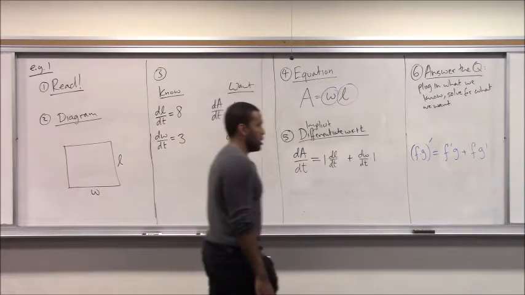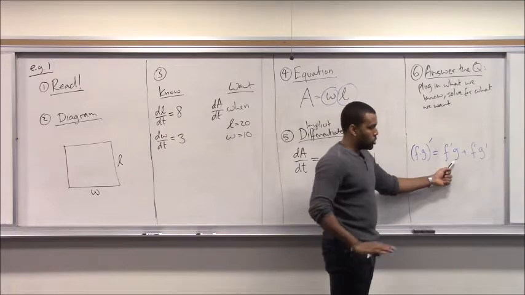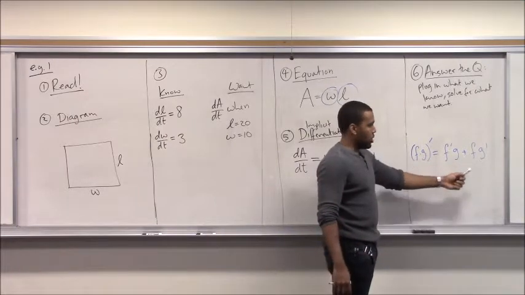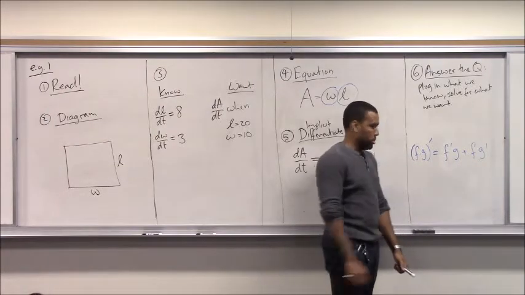So f prime. In other words, you differentiate one thing, leave the other one alone. Don't do anything. Plus, leave the first thing alone, differentiate the second thing. This is the product rule. Okay.